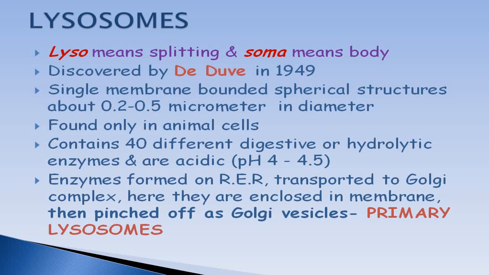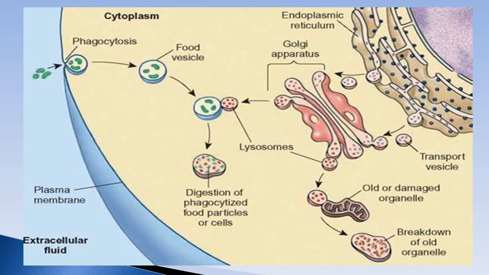And the enzymes of the lysosomes are synthesized in the rough endoplasmic reticulum, and then they are transported to the Golgi, where they are modified, and then they pinch off from the trans face of the Golgi in the form of lysosomes. And these lysosomes, which are pinched off from the Golgi apparatus, are called primary lysosomes. Again, the same figure, where lysosomes are being formed from the Golgi apparatus.